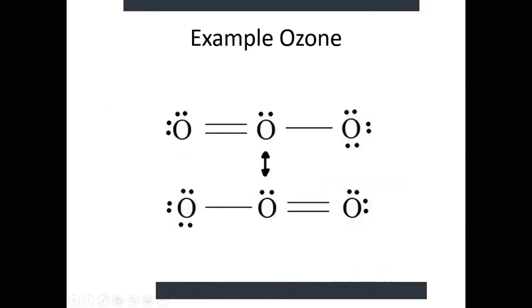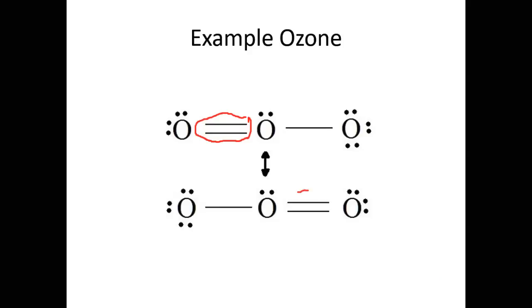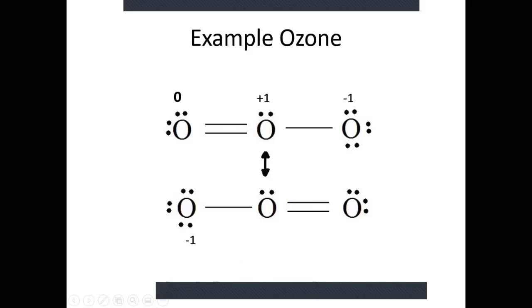So ozone is an example of something that has resonance because, again, the double bond flips back and forth between the two positions. So it has resonance. So it would look like this. This would be the resonance form of ozone. Again, the dash bonds represent that the double bond alternates between the two positions. We'll come back to that.